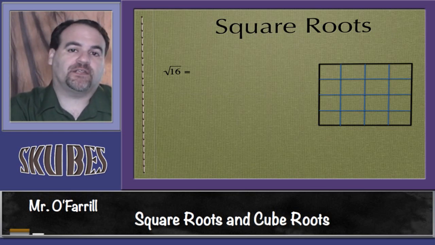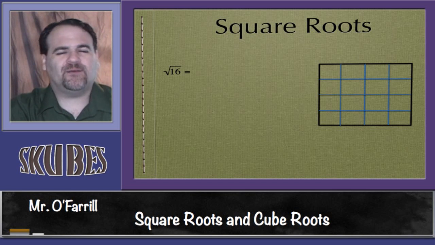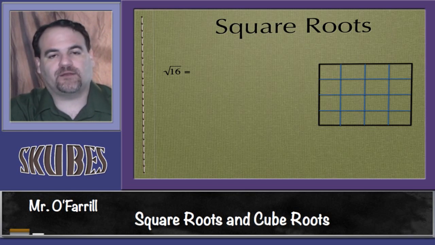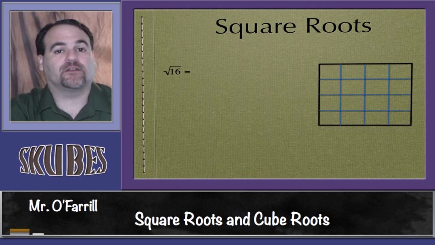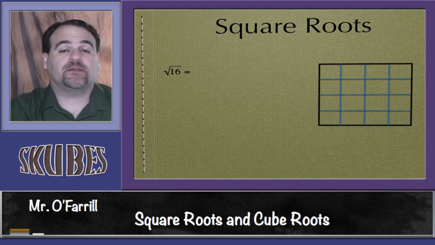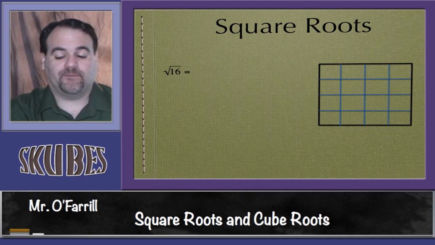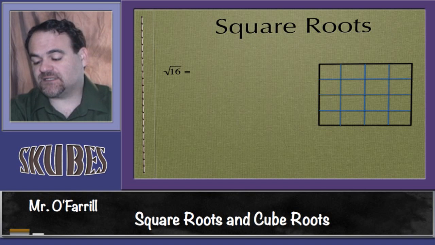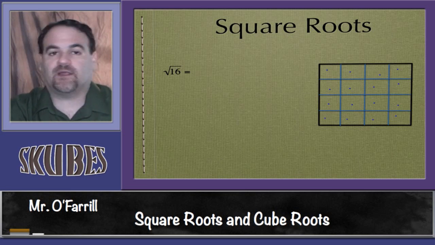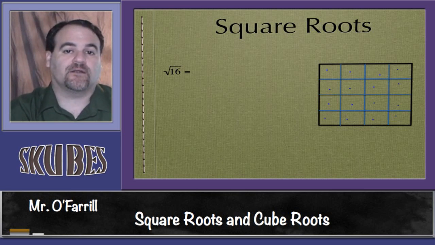Well, you see I've got a picture here. Why do you think we even call them square roots? Or when I raise something to the second power, we call it square? Well, really simple. We can make a square out of it. Here I have 16 individual squares, and all 16 of them can be arranged in the shape of a square.